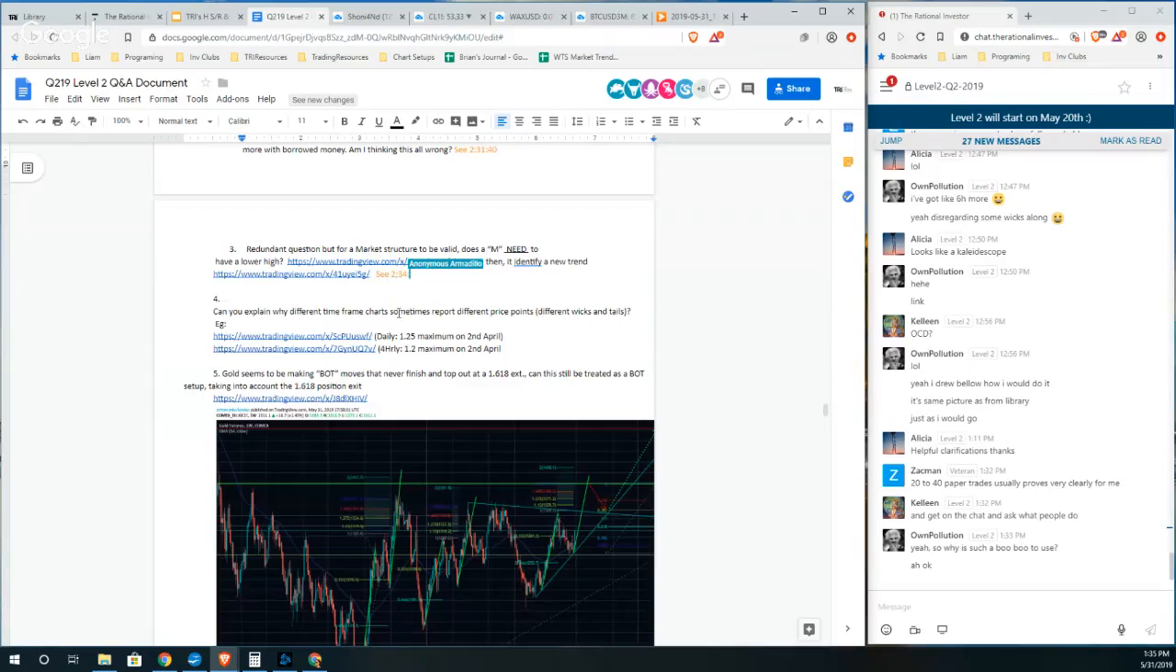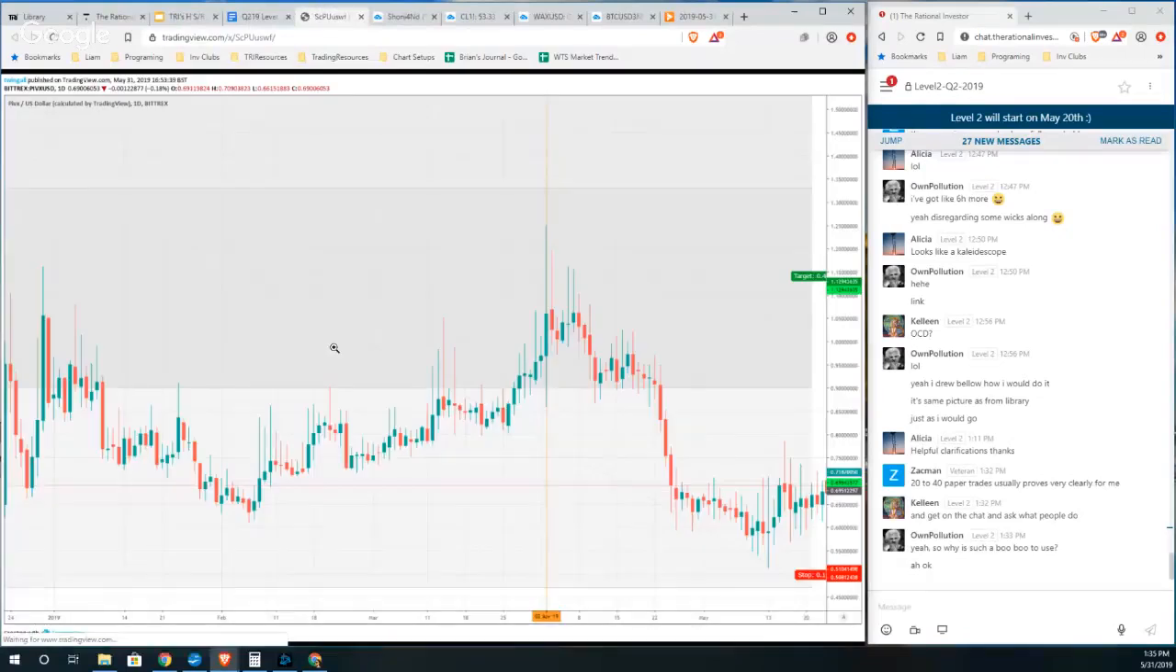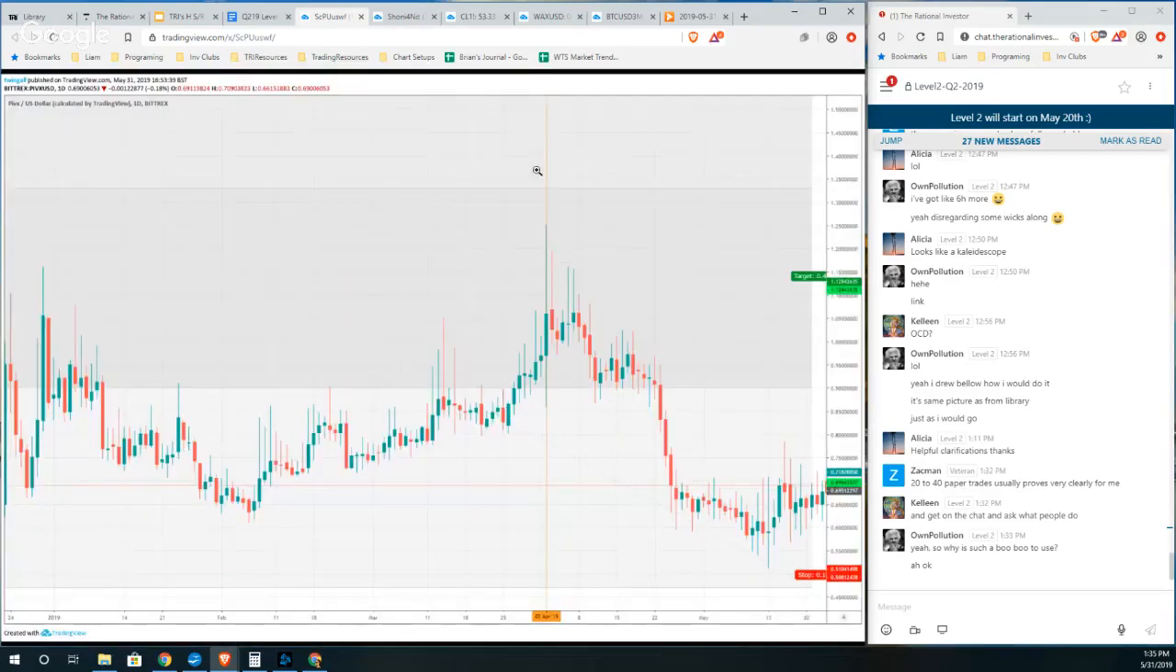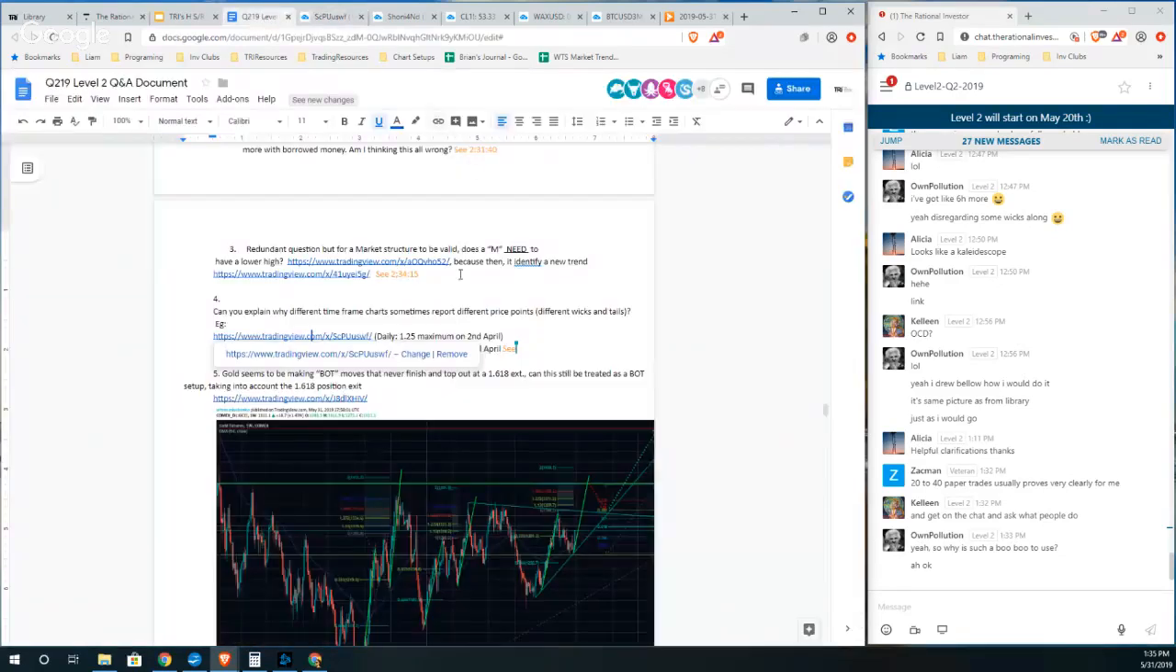Can you explain why different time frame charts sometimes report different price points, different wicks and tails? I don't know. Well, keep in mind this is calculated by TradingView, so this isn't actually the real price action. So it might be just purely a function of their algorithm.